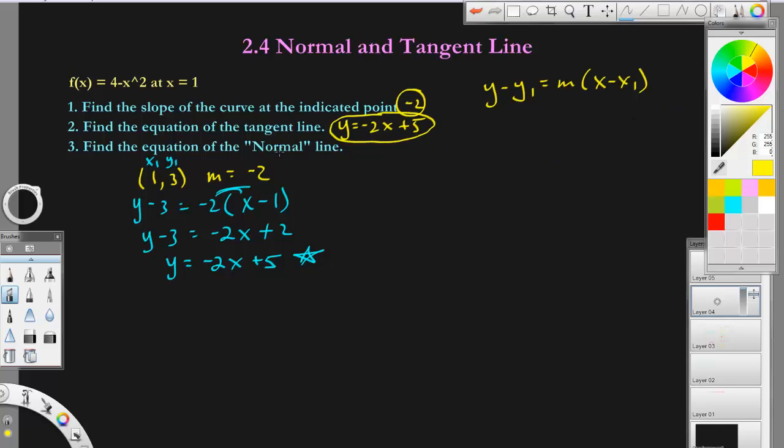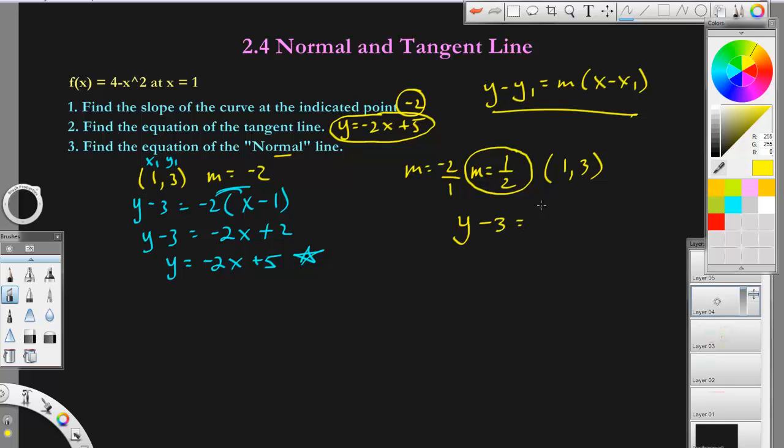The equation of the normal line. Remember, normal means perpendicular. Well, if our slope is -2, a perpendicular slope to that is the negative reciprocal. So if we flip this fraction over and change its sign, then this is the new slope I want to use for a normal line. It's just like finding a perpendicular line. We're still going to have it pass through 1, 3. So now we do this again. So it's going to be y minus 3 equals, and this time 1/2 times x minus 1.